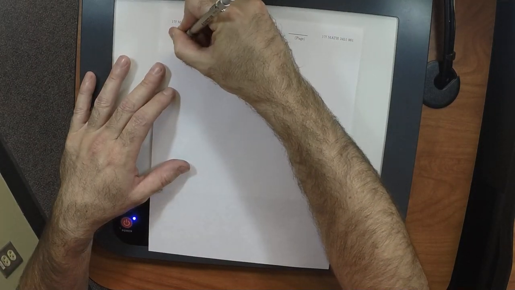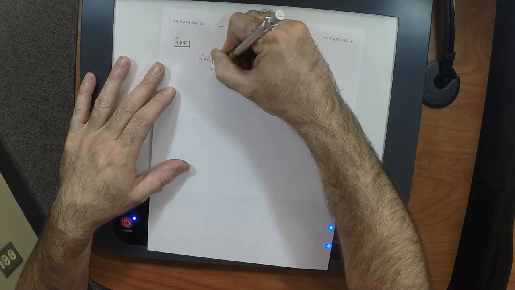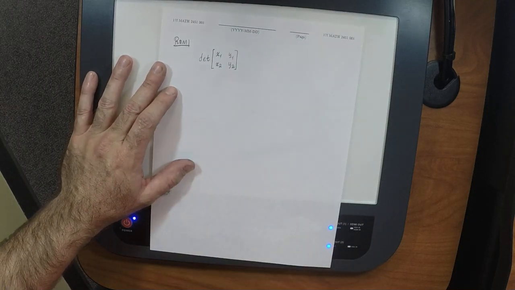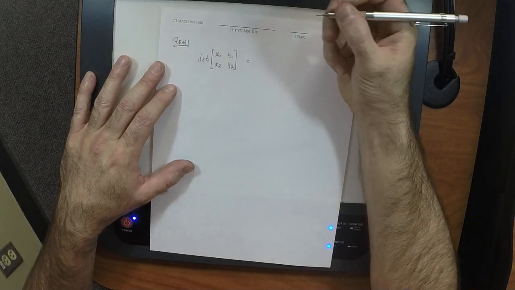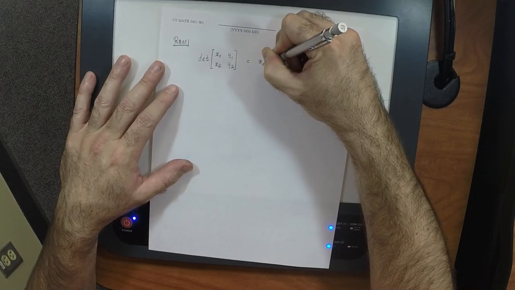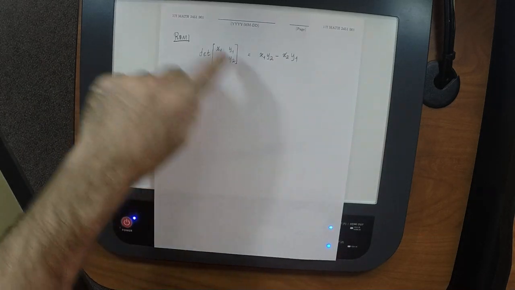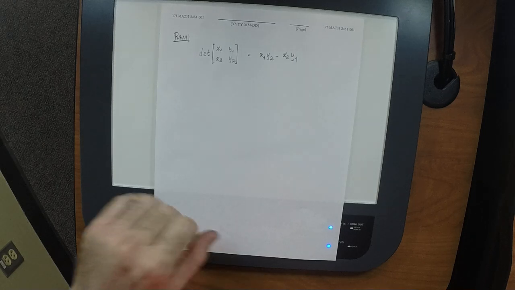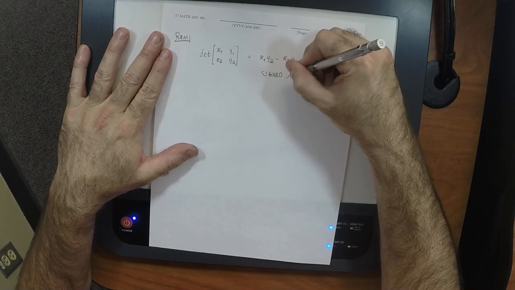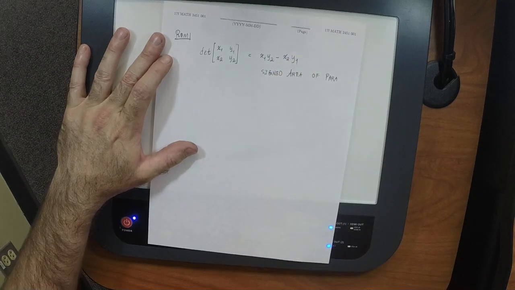So here's the last thing. Suppose we have the determinant of the matrix with entries x1, x2, y1, y2, so that this column is vector x and that column is vector y. How do you actually go about computing this? Very good: x1 y2 minus x2 y1. This product minus that product. Geometrically, this is the signed area of the parallelogram spanned by first x and then y, like on the previous page.